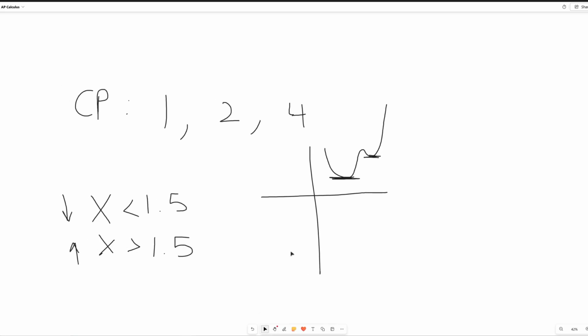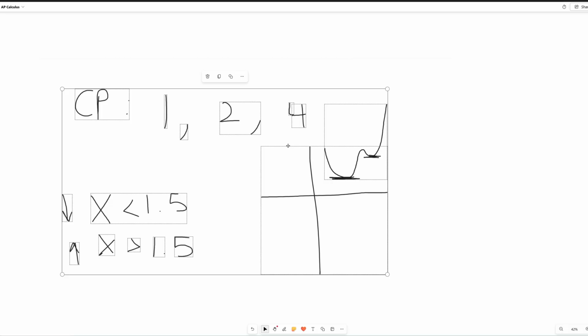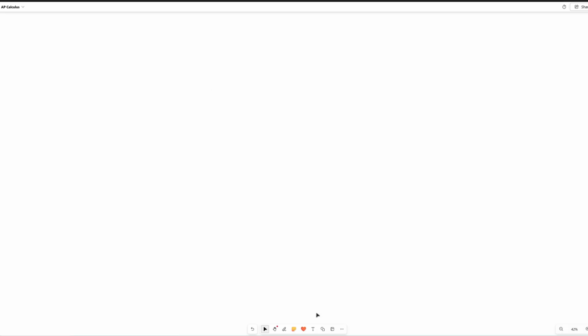On FRQs, you could be given concavity. You could be given what the critical points are and not be given a function. So from there, you have to figure out if it is concave up, concave down, and then you can determine if it's a minimum or maximum, or neither. I'll show you what neither looks like.